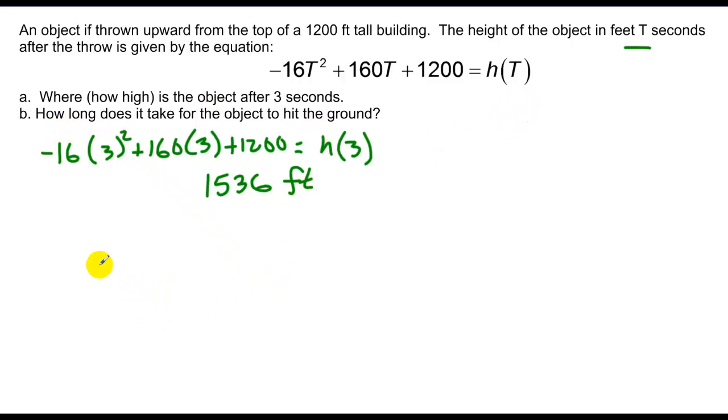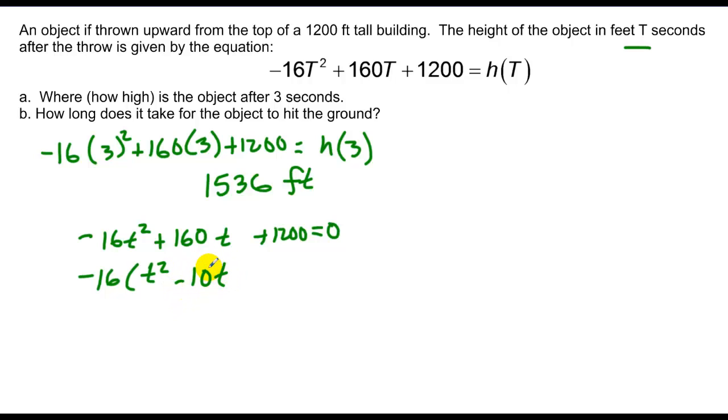Then we want to know how long does it take to hit the ground. Well, that's when the height is equal to 0. So I have negative 16 t squared plus 160 t plus 1200 equals 0. This is looking like a factoring problem, and 16 does go into 1200, so I'm going to pull out a negative 16. That's multiplied by t squared minus 10t, and then 1200 divided by 16 is going to be 75, so that's minus 75 equals 0. Now what I can do here is I can divide by negative 16 right away to both sides. So I have t squared minus 10t minus 75.